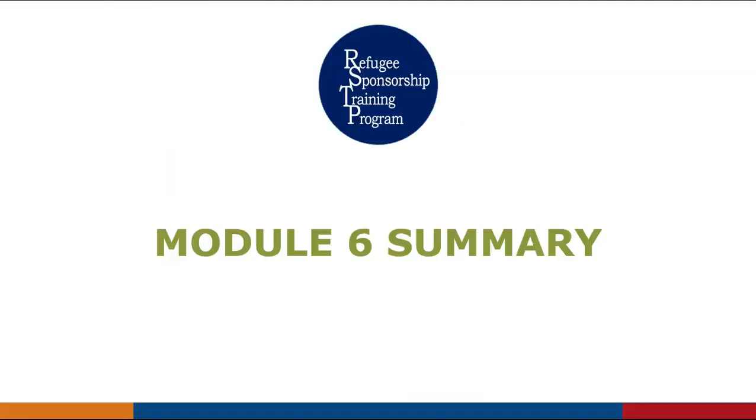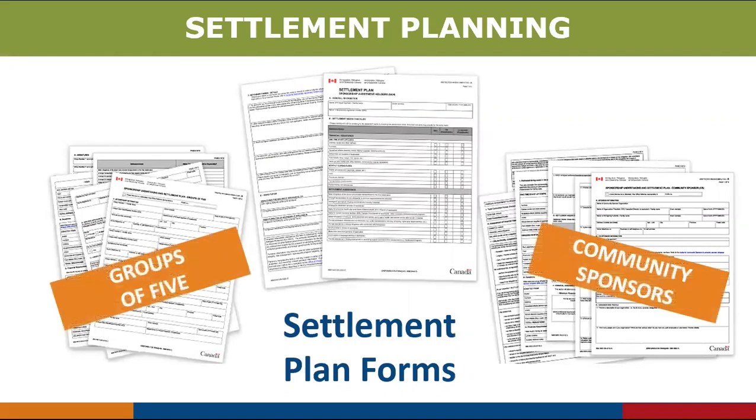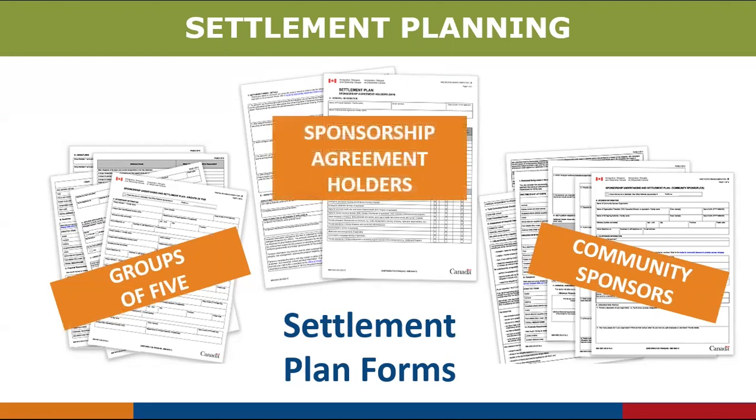Okay, so we're going to review Module 6. When it comes to the settlement plan forms, groups of 5 and community sponsors have a combined undertaking and settlement plan form. So the settlement plan is included within their undertaking form. But sponsorship agreement holders have separate forms for their undertaking and their settlement plan.